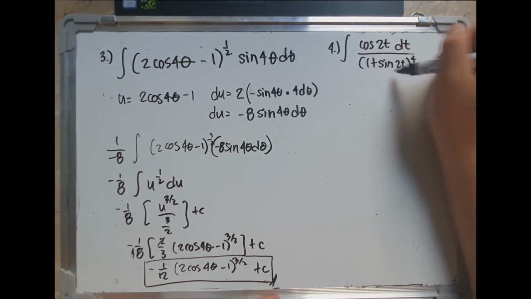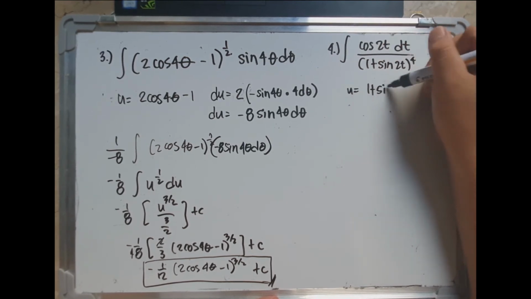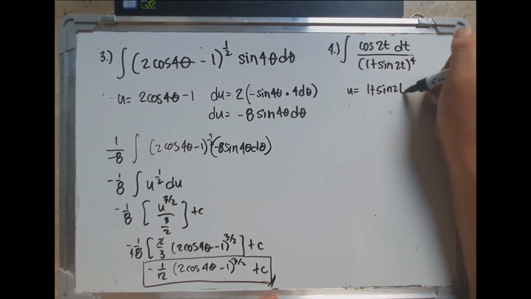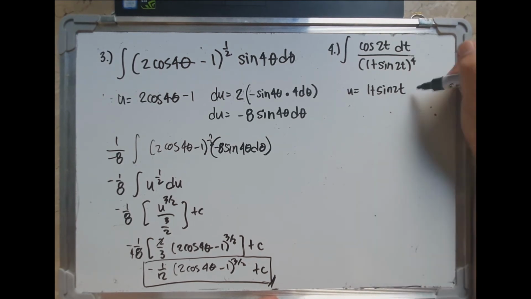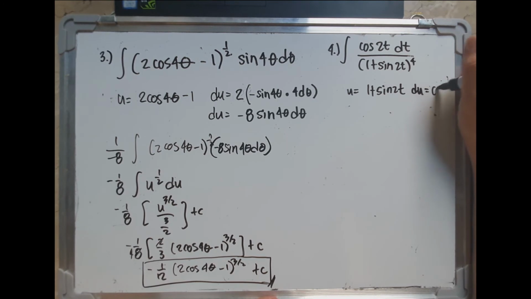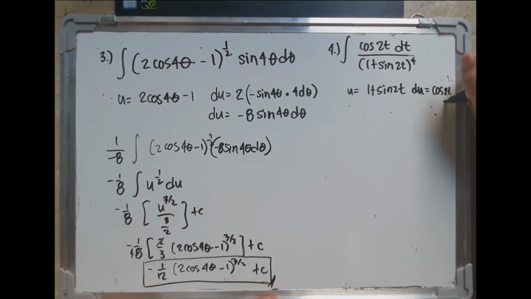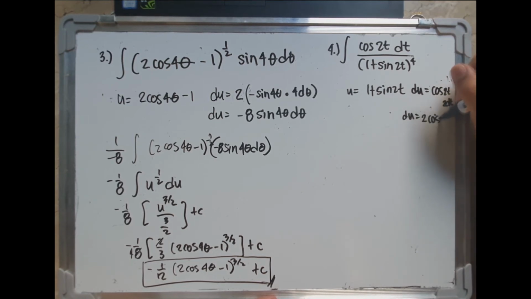Okay, so if we choose the denominator as the u, 1 plus sine 2t, the du should be, the derivative of 1 is 0, the derivative of sine, that is cosine 2t, the derivative of 2t, that is 2 dt. So the du is 2 cosine 2t dt.